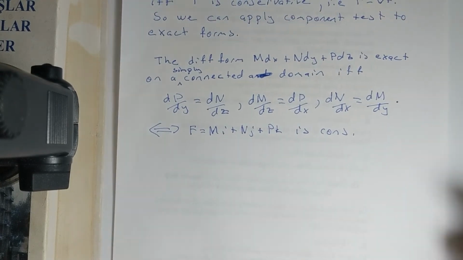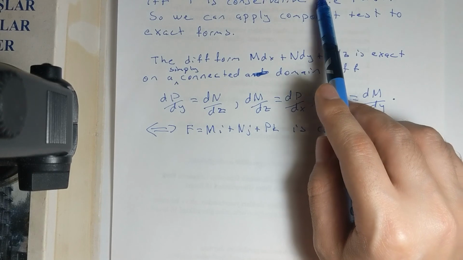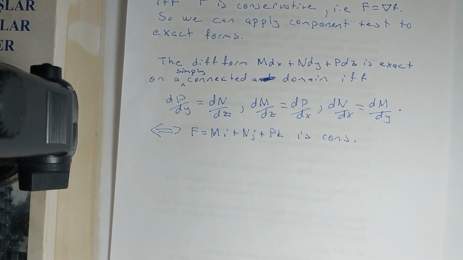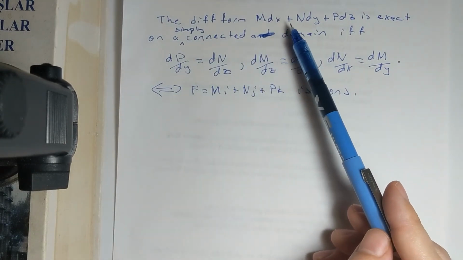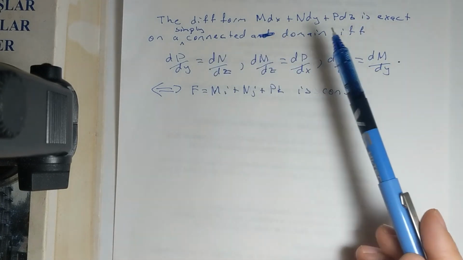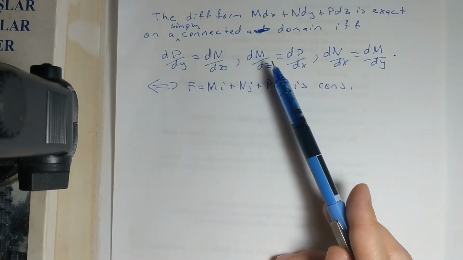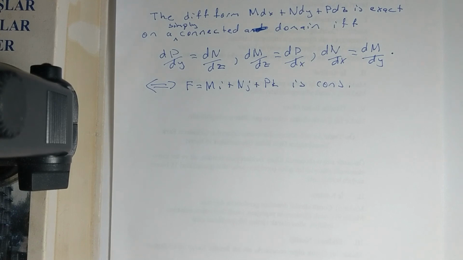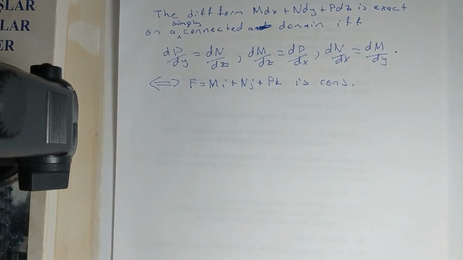for exact differential forms, okay? So M dx plus N dy plus P dz is going to be exact if and only if F is conservative. In other words, F has a potential function small f. So in that case, we can apply the component test to exact forms. The differential form M dx plus N dy plus P dz is exact on a simply connected domain if and only if, well, it's the same thing we had just a few minutes ago. dP/dy is equal to dN/dz, dM/dz is equal to dP/dx, and dN/dx is dM/dy, okay? And of course, if we have this for that exact differential form, it means the force field M i plus N j plus P k is conservative. So it's basically the exact same test, but for these differential forms.